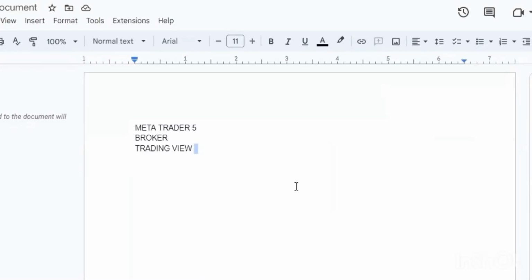Alright guys, before we get into the strategy, the main guide, you're gonna need these apps. MetaTrader 5, you're gonna need a broker, to plug it into your MetaTrader 5, and also TradingView for back testing and so forth. But these are basically the three things you need.